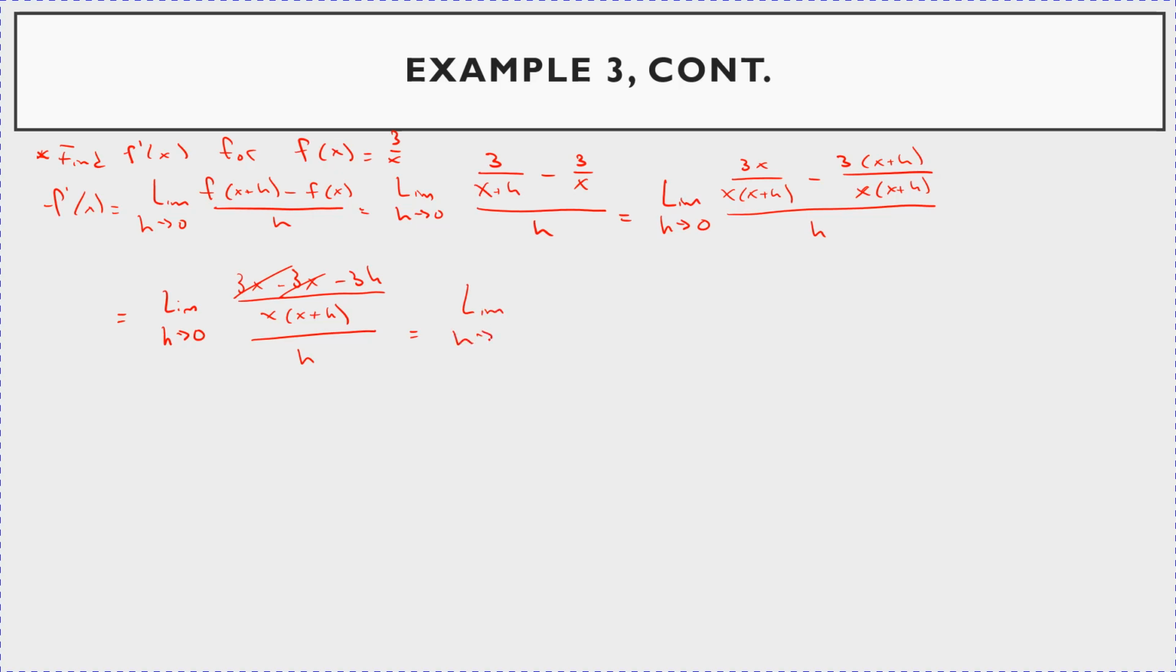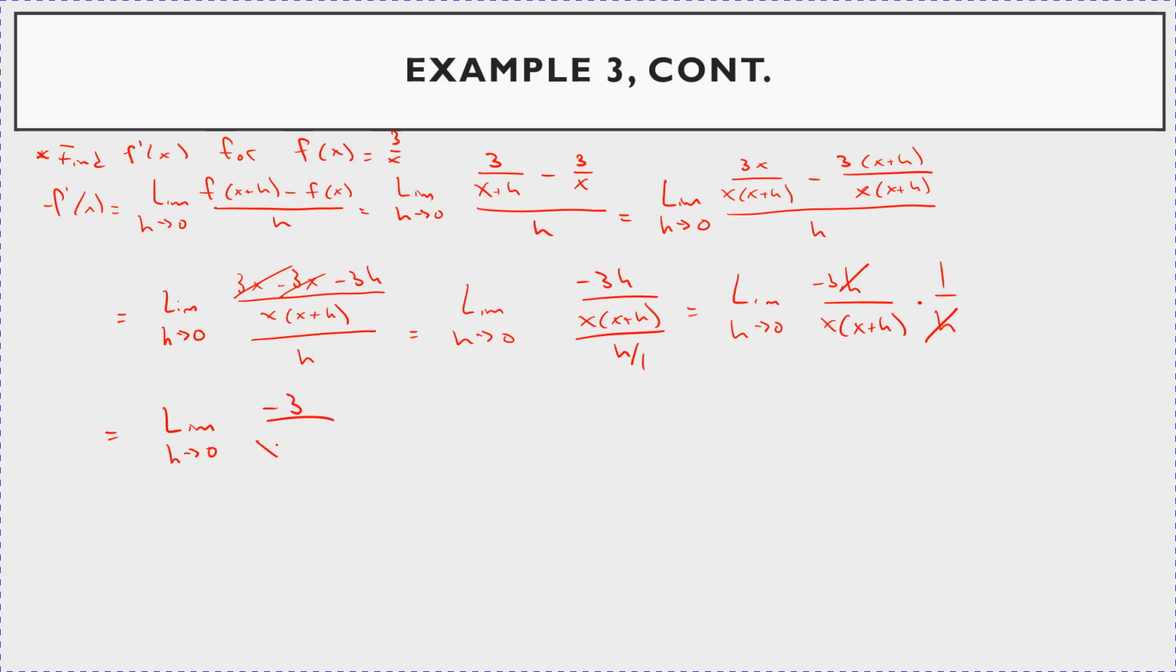So the limit as h goes to 0 of minus 3h over x plus h, over h. So think of this h as h over 1, and it's keep, change, flip. So it's the limit as h goes to 0 of minus 3h over x plus h times 1 over h. Well, look what cancels, right? Those cancel. So you're at the limit as h goes to 0 of minus 3 over x plus h.